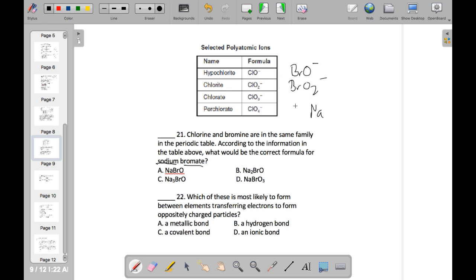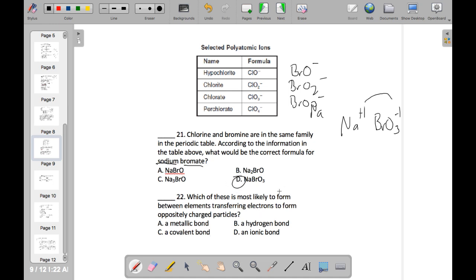BrO2 would be bromite, and BrO3 would be bromate. So Na is in group 1. It has to be a +1. Bromate is a -1 charge. See how these cancel out? Bam. So it's just going to be NaBrO3, which is the answer.